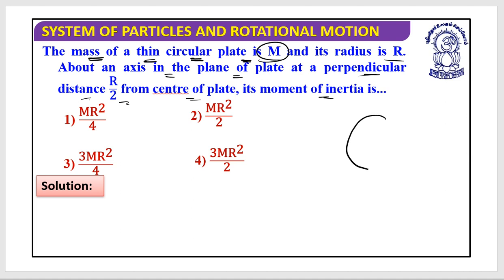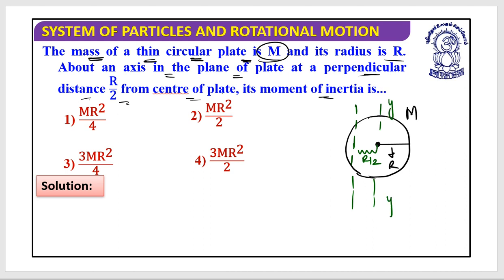So this is something like this. The mass of a thin circular plate is m, this is radius r, about an axis in the plane of the plate at a perpendicular distance r by 2 from the center. So this is its center, and let's call this r by 2 from the center of the plate. We need its moment of inertia. So if I need to rotate it from here, this is y dash, this is 1 dash, this is the requirement.